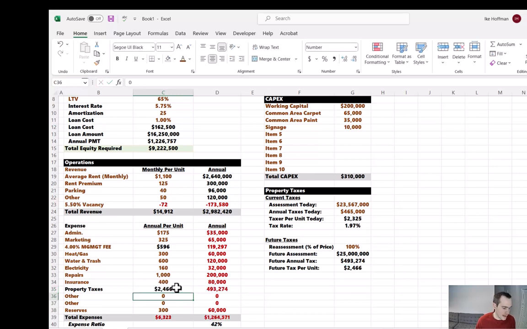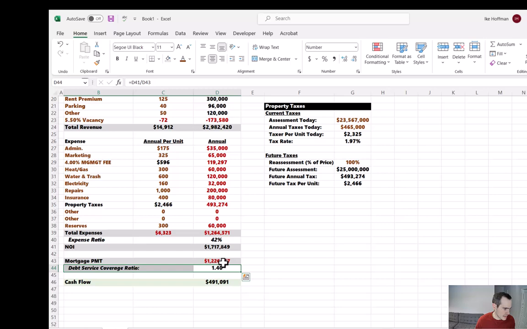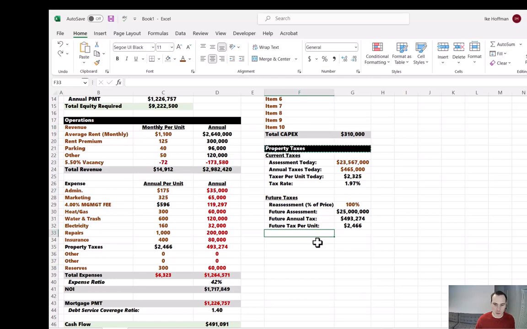Once we've plugged that in, the 2,466, the future annual tax liability also populates, and now our expense section is complete. Our NOI is accurate. Our DSCR is updated to reflect the property tax info, and then our cash flow is just shy of $500,000. And then the last piece is the return metrics.